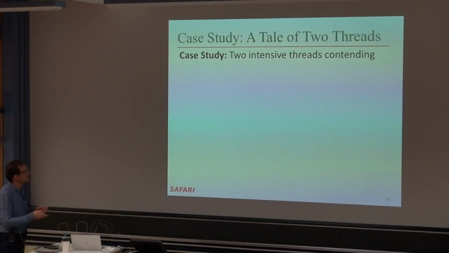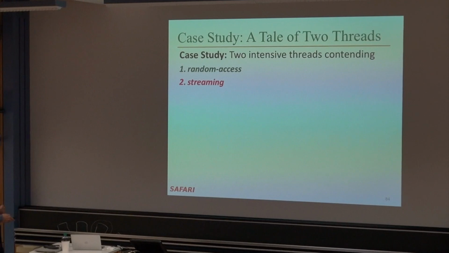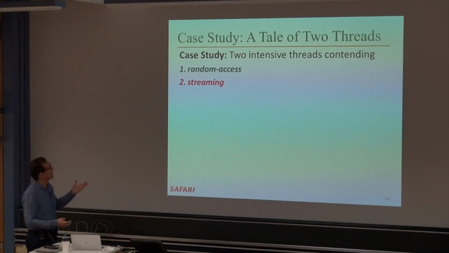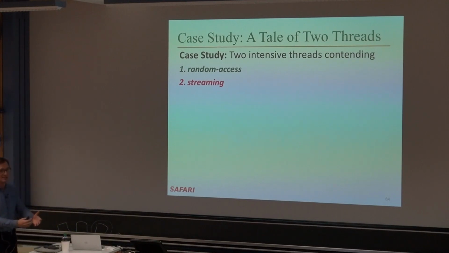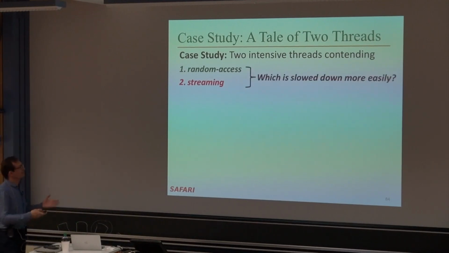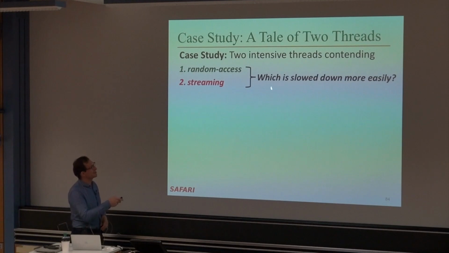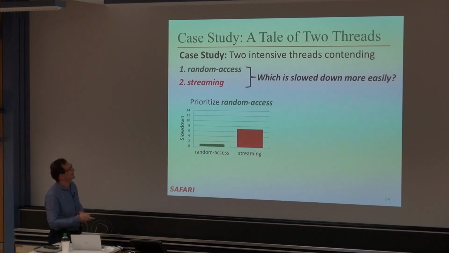So let's take a look at an example. We're going to go back to the fundamentals, random access and streaming thread. And we're going to have both of them access memory a lot. And we're going to answer the question, which ones slow down more easily? So let's take a look at this.